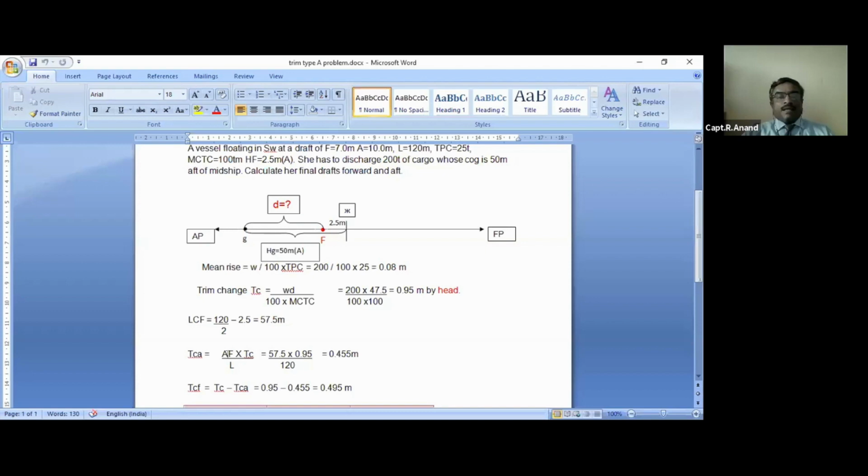Remember, the center of rotation was 2.5 meters aft of midship. The total length of that vessel, which was given in the question, is 120 meters, LBP. So, from aft to midship would have been half that LBP, which means 60 meters. And the center of rotation was 2.5 meters aft of midship. So, 60 minus 2.5, 57.5 will be the LCF, because I want LCF means from aft end. Is that understood? Yes, sir.